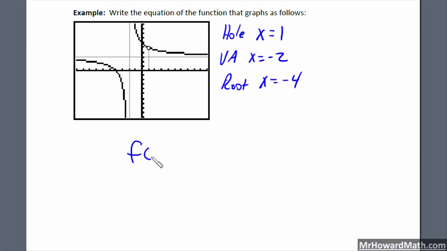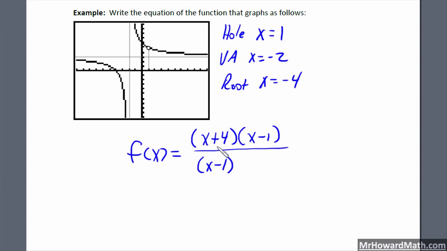So this function would be f of x equals, so in the numerator we need a root at -4, so that gives us a factor of x plus 4. So that takes care of the root part. We have a hole at x equals 1, so we need a factor of x minus 1 here and x minus 1 in the denominator. Order of the factors is not going to matter. So the hole is taken care of. We already took care of the root. And the vertical asymptote is at x equals -2, so we need a factor of x plus 2 in the denominator.